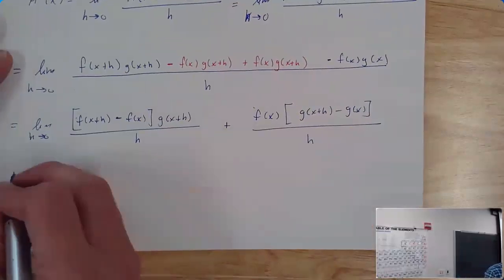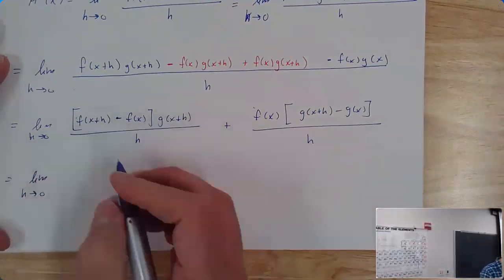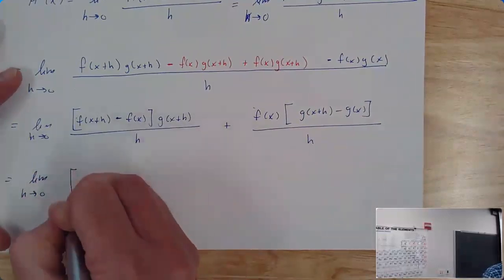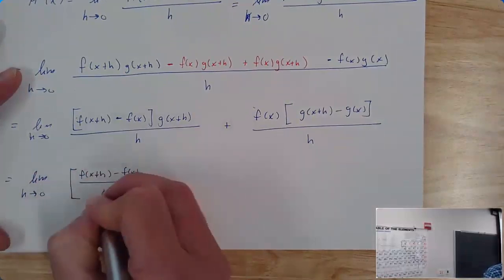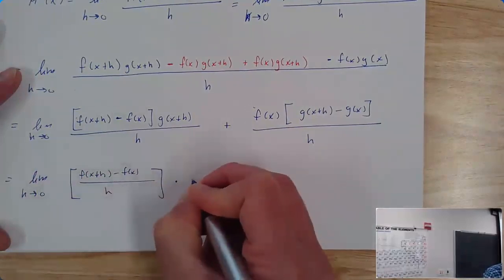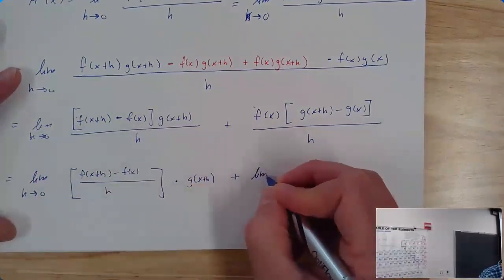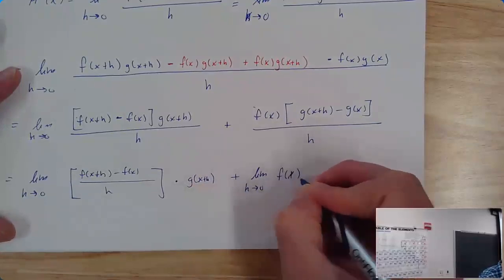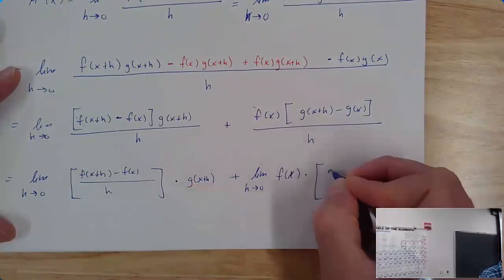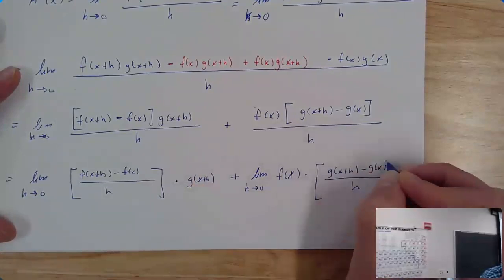This is equal to the limit as h goes to 0 of, I'm going to rewrite this as, f of x plus h minus f of x all over h times g of x plus h, plus the limit as h goes to 0 of f of x times g of x plus h minus g of x all over h.